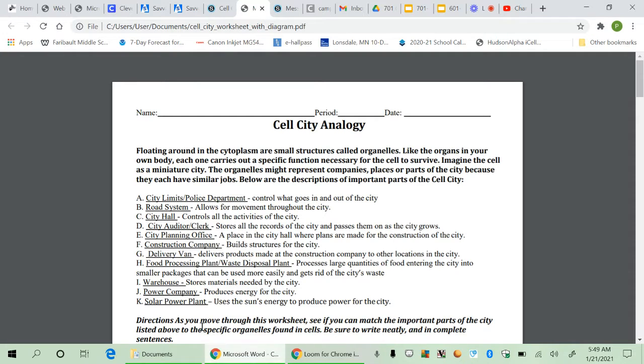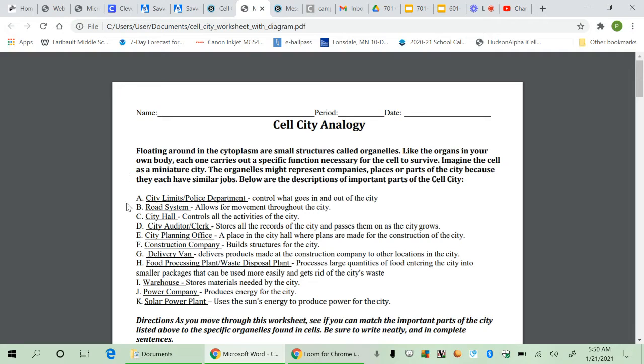As you look at the instructions here, it says floating around in the cytoplasm are small structures called organelles. Those are the different parts in cells. Like organs in your own body, each one carries out a specific function necessary for the cell to survive. Imagine the cell as a miniature city. The organelles might represent companies, places, or parts of the city because they have similar jobs. Below are descriptions of important parts of the cell city.